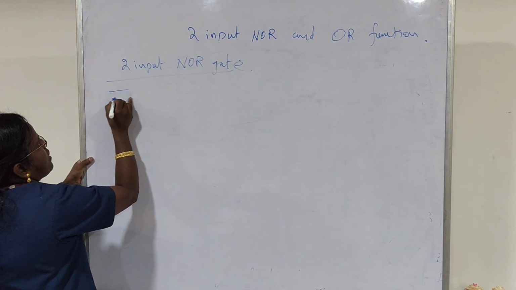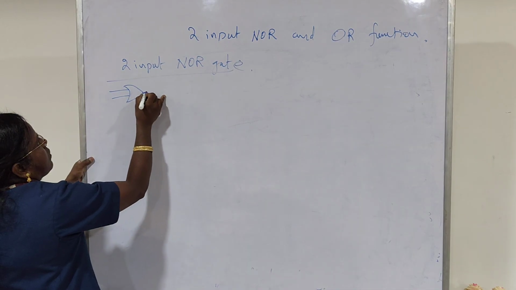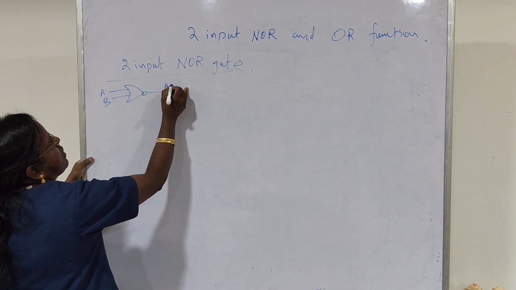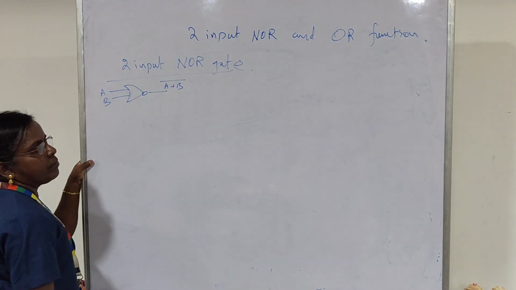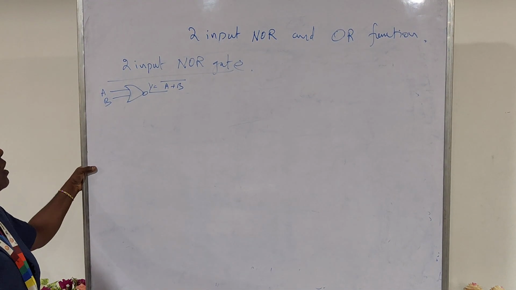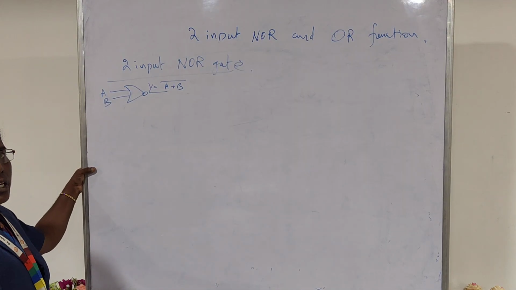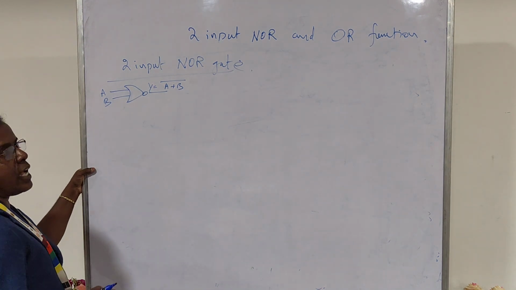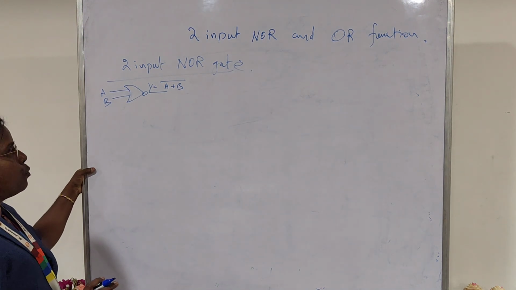Okay, the gate level symbol is this one. So if I apply A, B as the input, the output is A plus B the whole bar. So Y is equal to A plus B the whole bar. So how can we implement this function in CMOS logic?